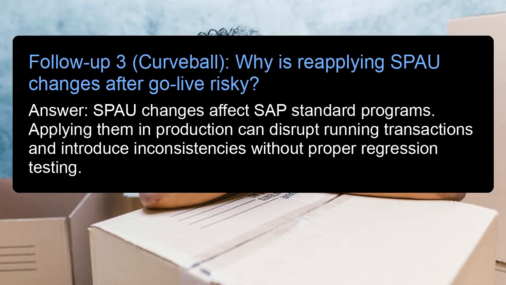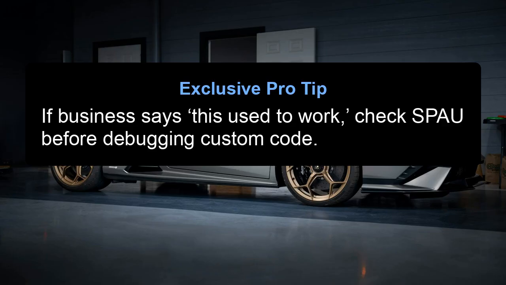Follow-up 3. Curveball. Why is reapplying SBAU changes after go-live risky? Answer: SBAU changes affect SAP standard programs. Applying them in production can disrupt running transactions and introduce inconsistencies without proper regression testing. Exclusive pro tip. If business says this used to work, check SBAU before debugging custom code.